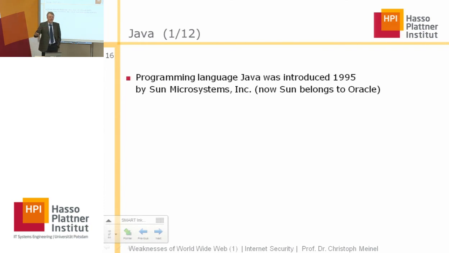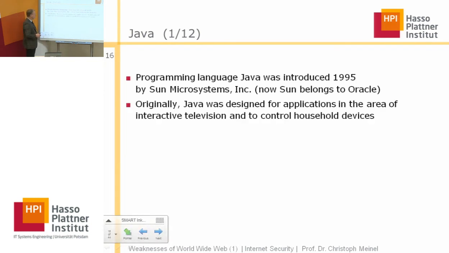Let's come to another area which plays an important role in the World Wide Web, in the interaction between the client and the server. Let's speak about Java and some of the security risks in the environment of Java. Java, you know, is a programming language which is almost 20 years old. It was invented in 1995. It was introduced by Sun Microsystems. Sun Microsystems, you know, now belongs to Oracle.